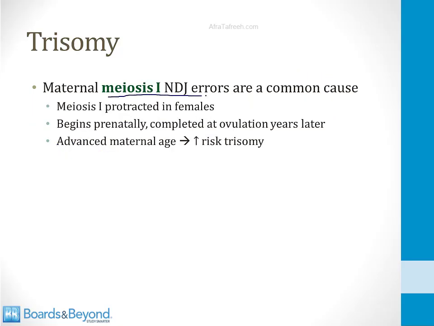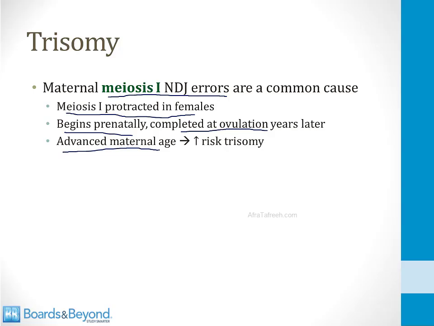Maternal meiosis 1 non-disjunction errors are a common cause of trisomy. As we discussed earlier in the process of oogenesis, meiosis 1 is protracted in females, begins prenatally, and it's completed at ovulation many years later. This leaves lots of time during which non-disjunction can occur. In addition, this is the reason why advanced maternal age is a risk factor for many forms of trisomy. With advanced maternal age, the eggs that are being released have spent longer going through meiosis, and therefore there's more time for non-disjunction.